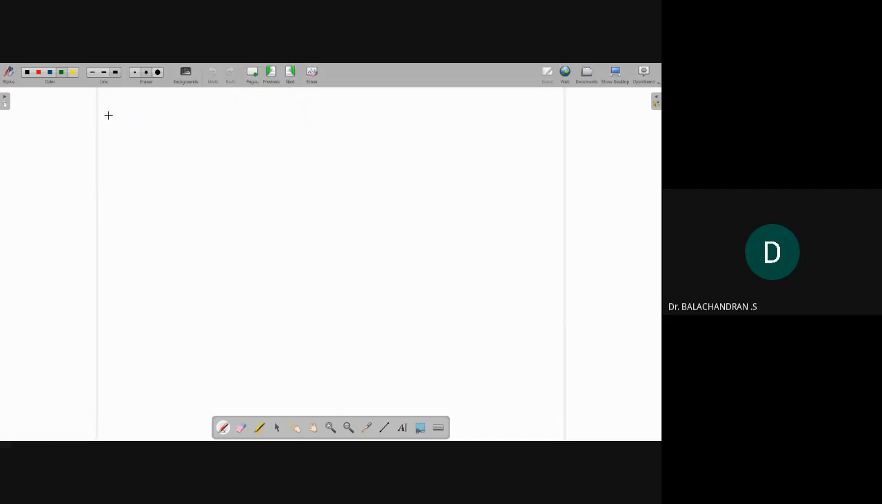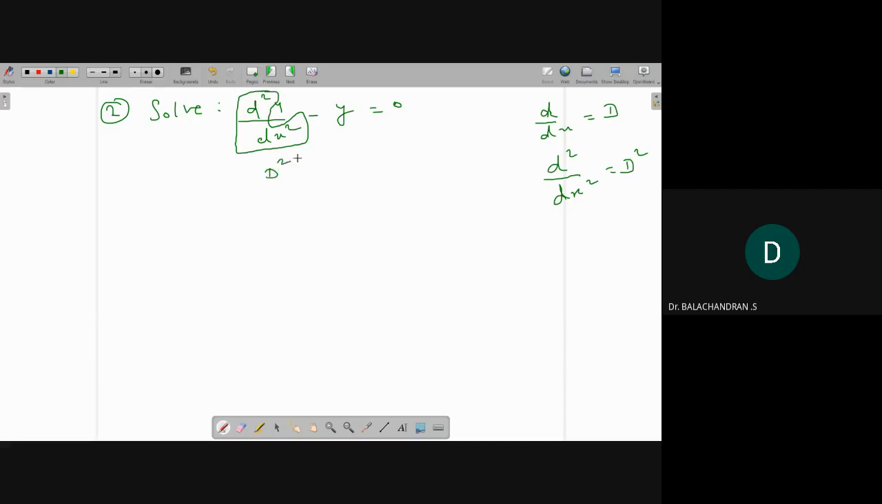Similarly, I will take the second order differential equation d square y by dx square minus y equal to 0. I think you can use d by dx equal to operator capital D, or d square by dx square equal to capital D square. So instead of this, capital D square minus 1 into y equal to 0.